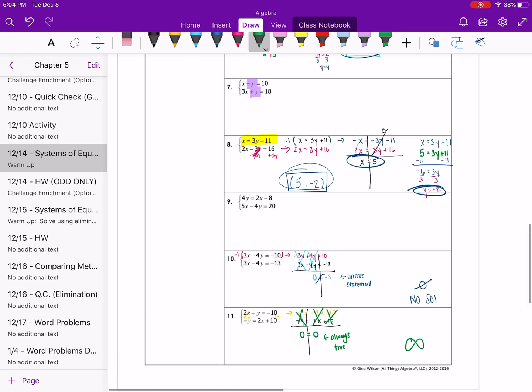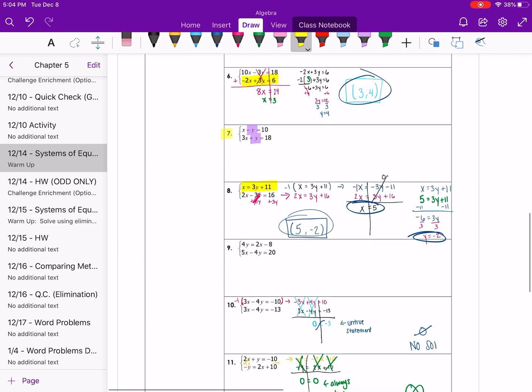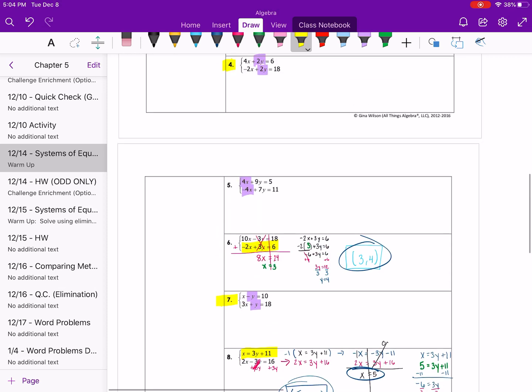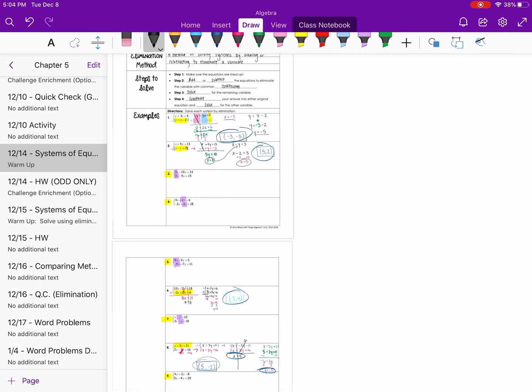What I would like for you to do is finish the rest on your own. So that would be numbers 3, 4, 7, and 9. Oh, and 5. So on your own, you're working on 3, 4, 5, 7, and 9. That's 5 problems. And so you probably have about 20 minutes left of our class. So you should be able to finish those.